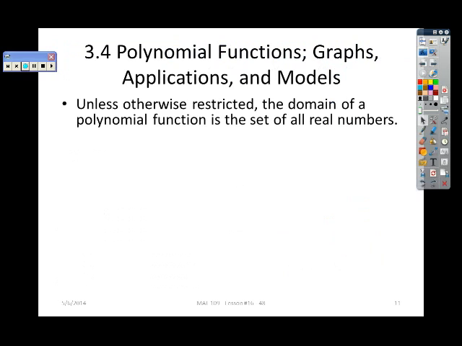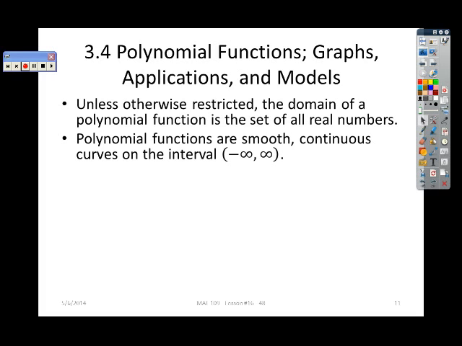All right, moving on to newer material we haven't talked about yet. If you're dealing with a polynomial function, unless otherwise restricted by the problem or other statements, the domain of this polynomial function will always be minus infinity to plus infinity, all the real numbers. They're smooth, continuous. There are no gaps. You can draw them without lifting your pencil unless you have some other modification causing that to change.